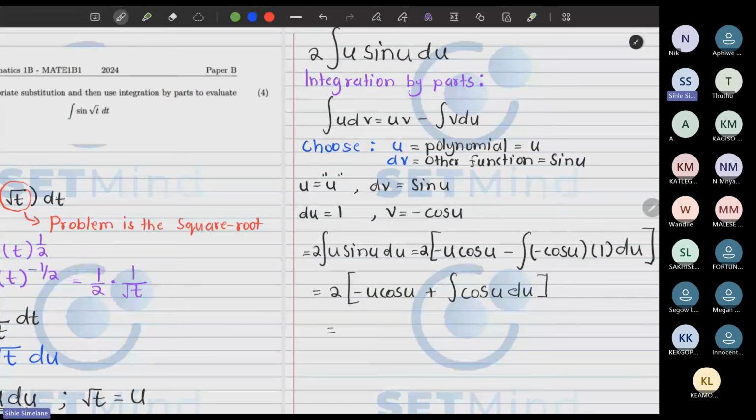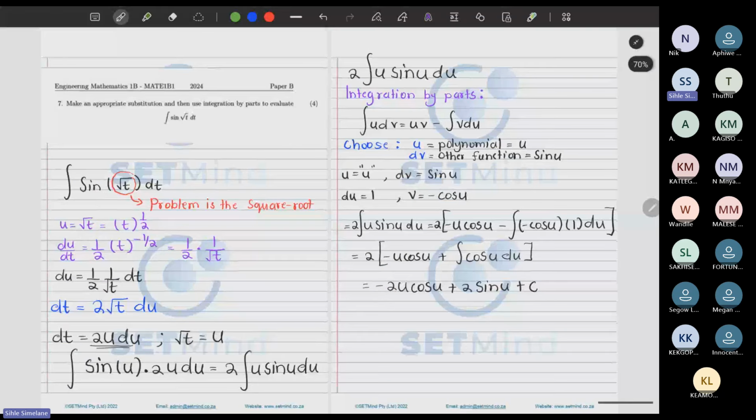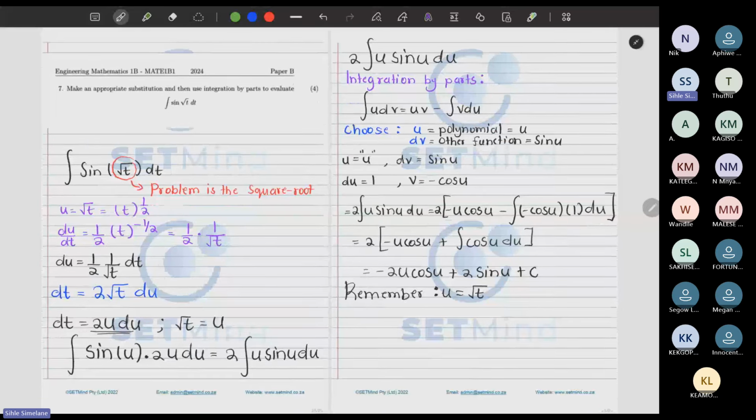So when we simplify this, we'll have negative 2u cos of u. And then plus, when we integrate cos, you should see that we get sine, because you differentiate sine to get cos. So we get 2 sine of u, and then plus c. Now we can substitute back our u, because our original expression never had any u. Remember that we took u and put it in place of square root of x.